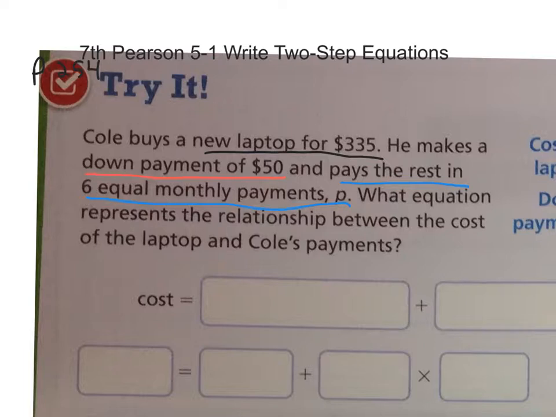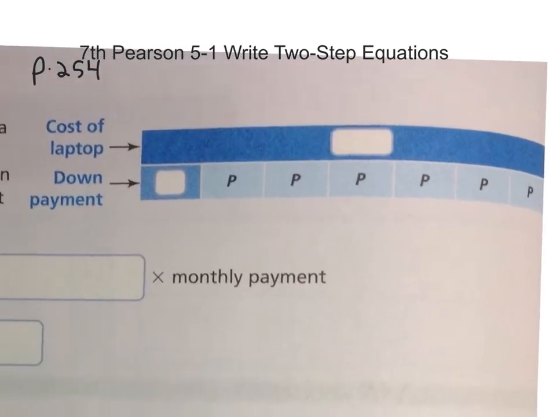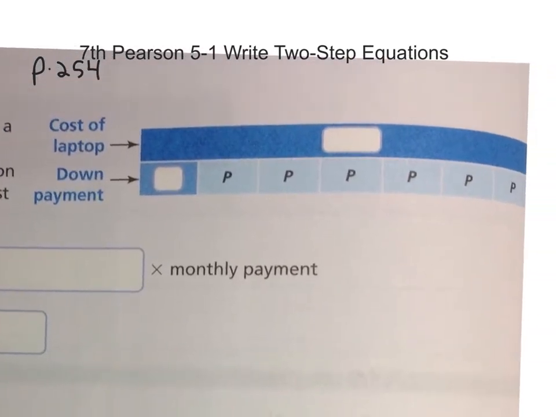Alright, so if we think about this, if we come over to the side, the book has made a bar diagram for us here. So the bar diagram we can kind of look at and see what's happening. So the top part represents the total cost of the laptop, which is what? $335. $335, okay. And then there was a down payment, which is how much? $50. Okay.